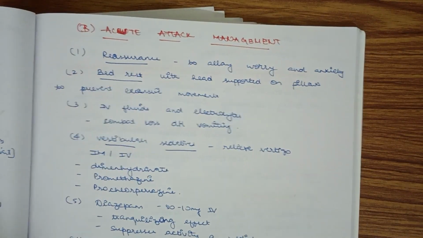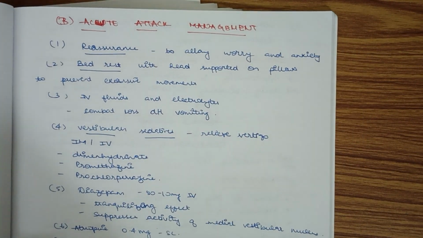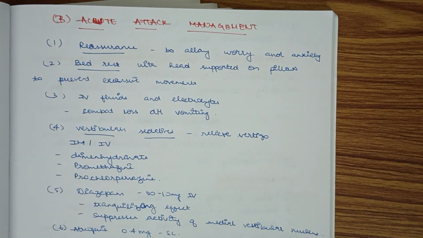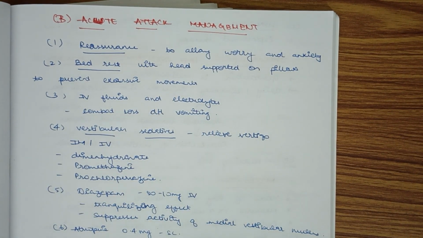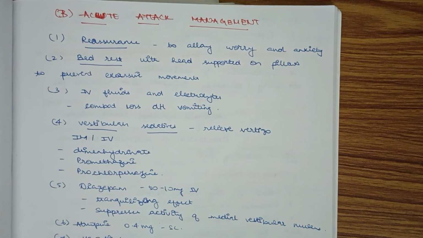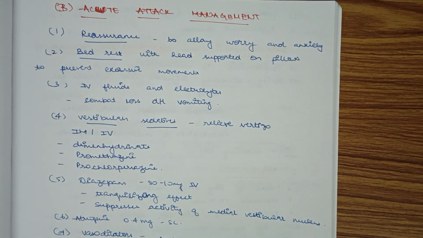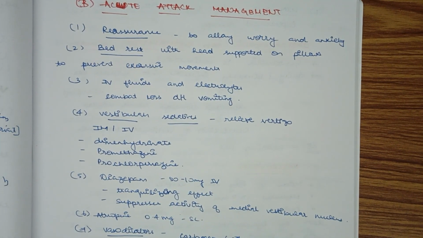Now we'll see the management of an acute attack. In an acute attack, we should first reassure the patient to relieve the anxiety, and then bed rest. The patient must be given bed rest with head support and pillows to prevent excessive movements, as movements can trigger an episode of vertigo. And then IV fluids and electrolytes must be given to combat vomiting which may have occurred along with the vertigo.